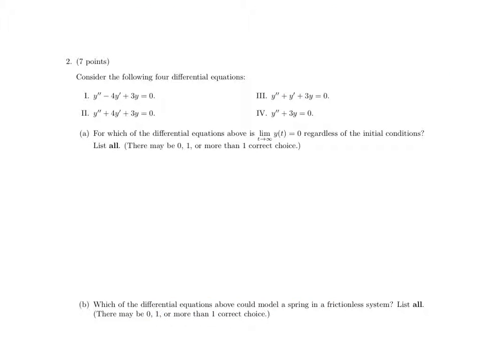Let's take a look at our next question. It asks us to consider the following 4 differential equations. They're all second-order homogeneous differential equations with constant coefficients. And we're asked for which of the differential equations above is the limit as t goes to infinity 0 for the solution y, regardless of the initial conditions.